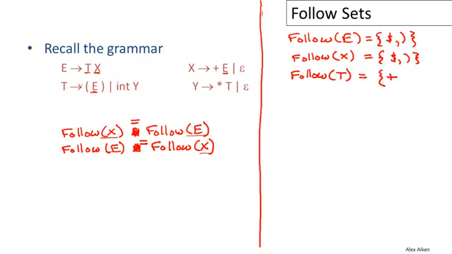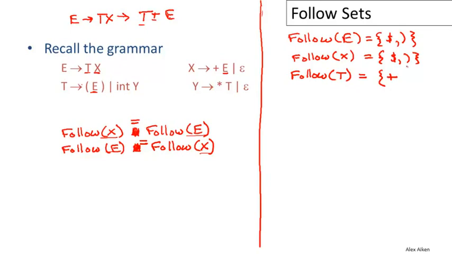And let's just review how that can happen. So we can go from E to TX, using the first production. Now we see the X comes after the T. And then in one more step, we can go to T plus E. And now we have a derivation where plus follows T. And that's why plus is in the follow of T.